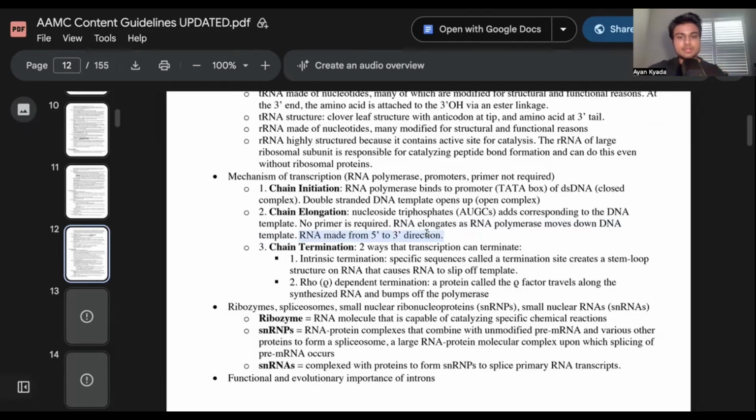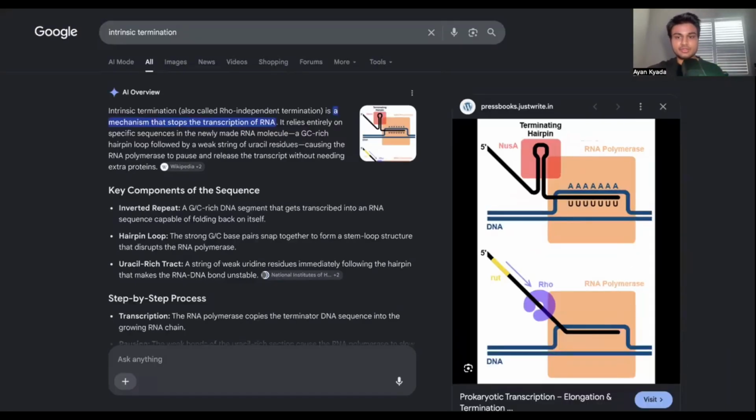And now there's two different ways they talk about in which transcription can terminate. The first one is known as intrinsic termination. And as RNA polymerase advances, it encounters a hairpin. And this hairpin is essentially caused by the strong hydrogen bond pairing of guanine and cytosine residues. So as you can see, a GC-rich hairpin loop.